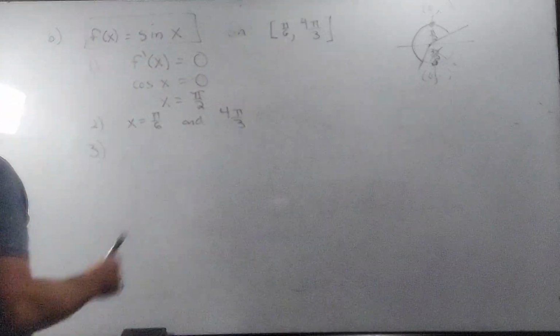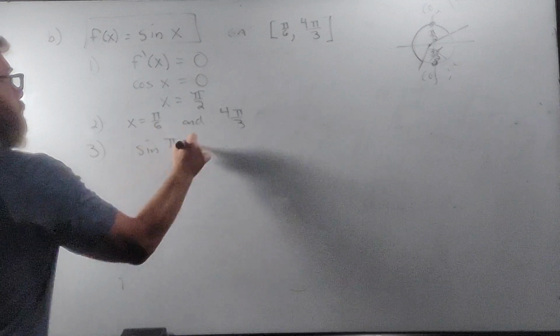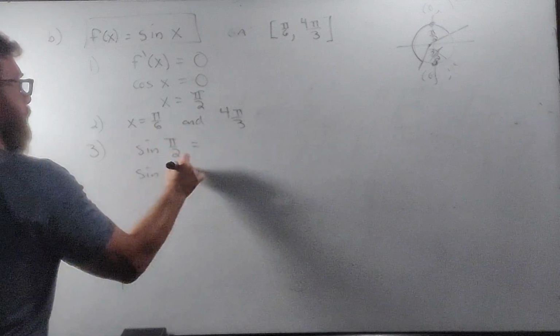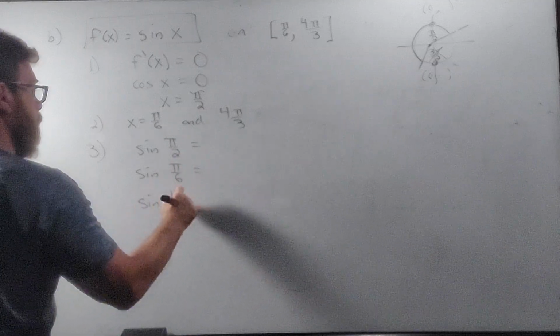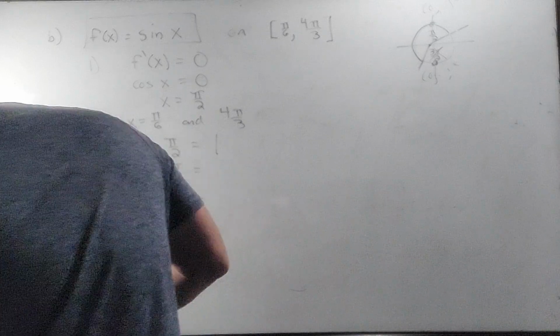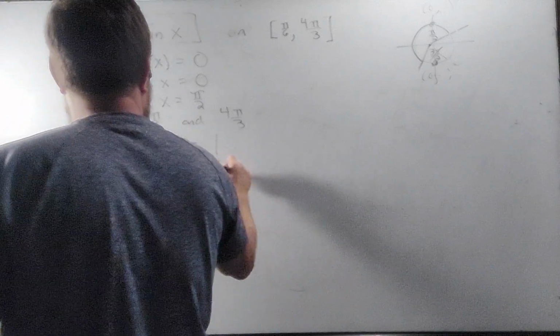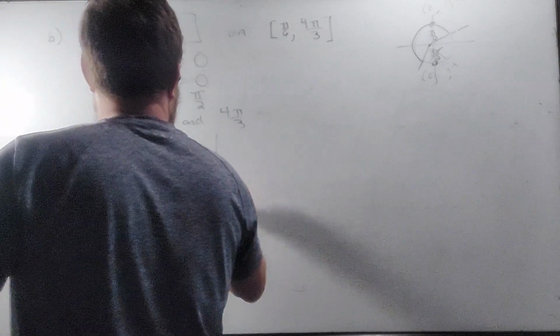So these have to go back into here. What is the sine of pi over 2? What is the sine of pi over 6? And what is the sine of 4 pi over 3? So I know that the sine of pi over 2 is going to be 1. You actually can see it here, right? Because it's 1. The sine of pi over 6 is going to be a half. And the sine of 4 pi over 3 is minus root 3 over 2.